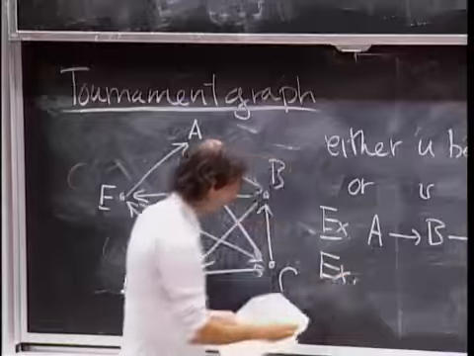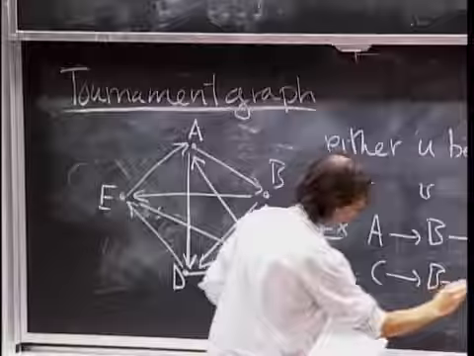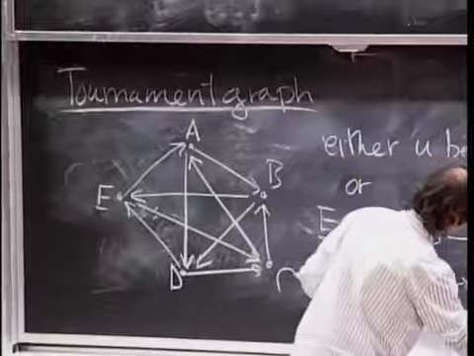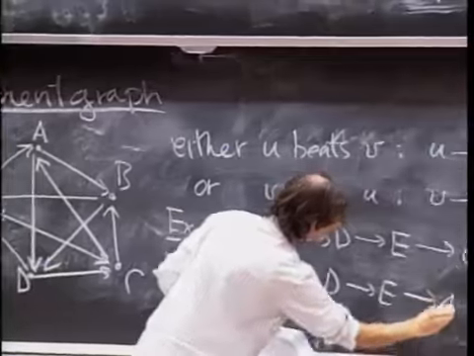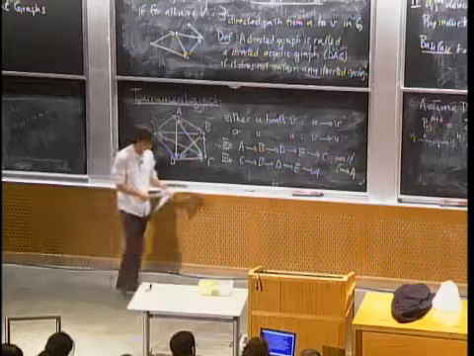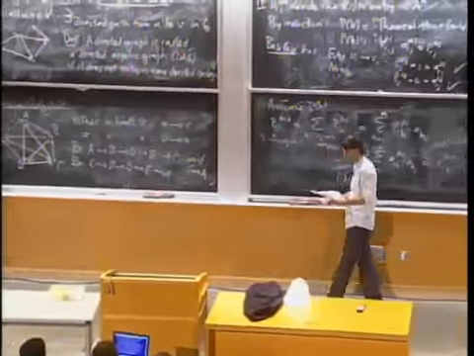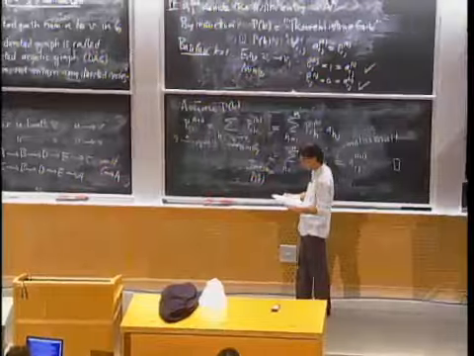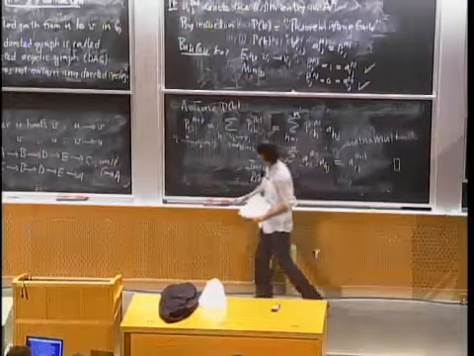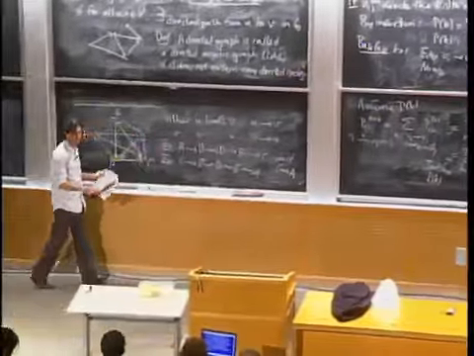But there are many examples here. So let's look at another walk. For example, C can go to B, to D, and then to E, and then to A. So there are many possibilities here. This leads us to a concept, and we call that a directed Hamiltonian path. And we're going to show that in a tournament graph, you can always find such a directed Hamiltonian path.